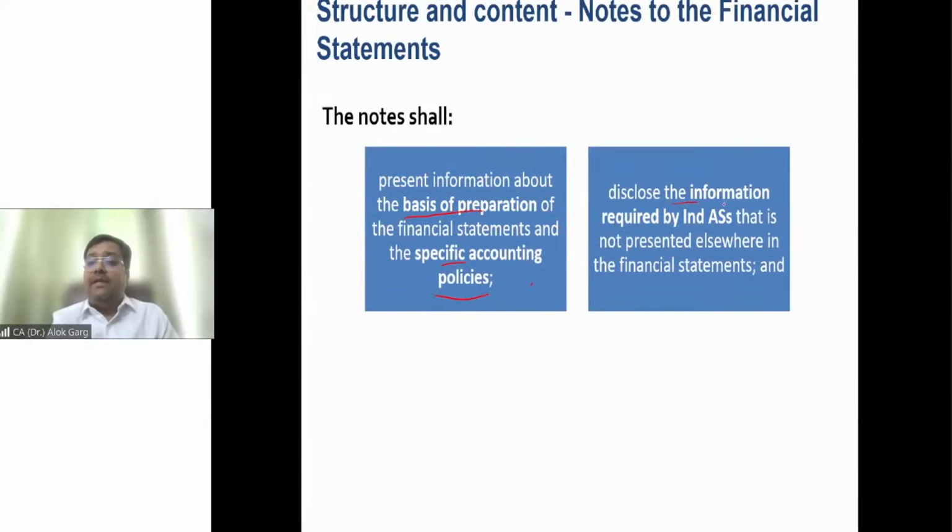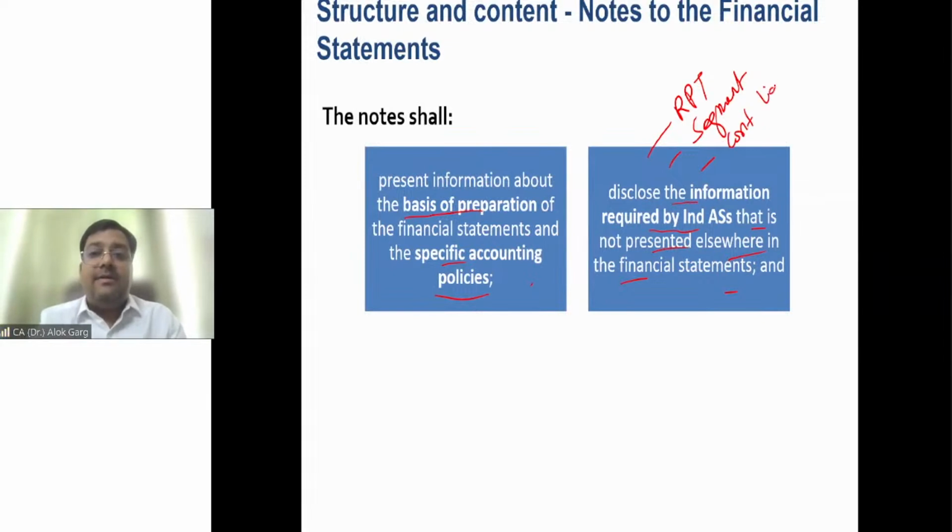The management has to disclose the information required by Ind AS that is not presented elsewhere in the financial statements. So what could be the information which is required to be disclosed by Ind AS and which is not presented in the balance sheet, P&L, cash flow, statement of changes in equity? Related party disclosure, segment related disclosures, contingent liabilities, capital commitments, actuarial disclosures, right? So these disclosures are required by specific Ind AS, but they do not form part of the balance sheet, P&L, cash flow, and statement of changes in equity.